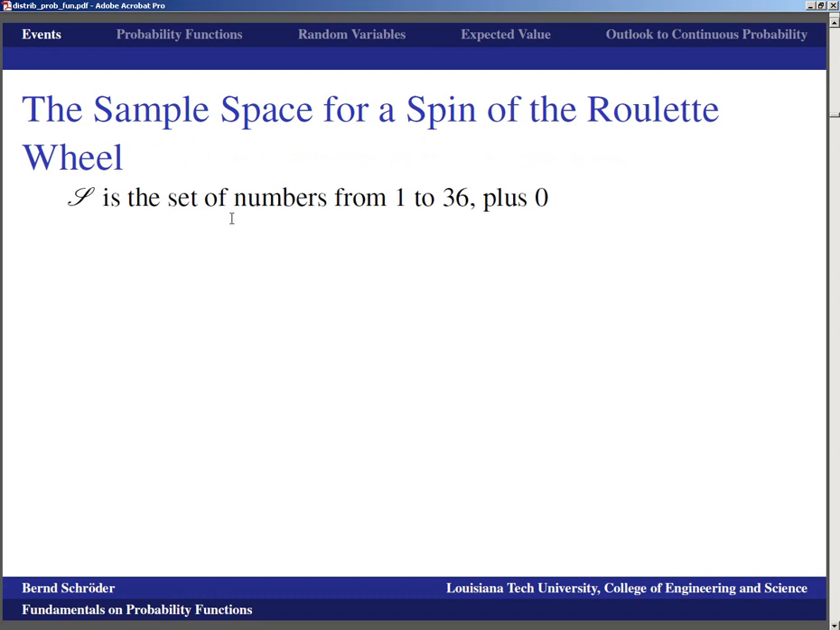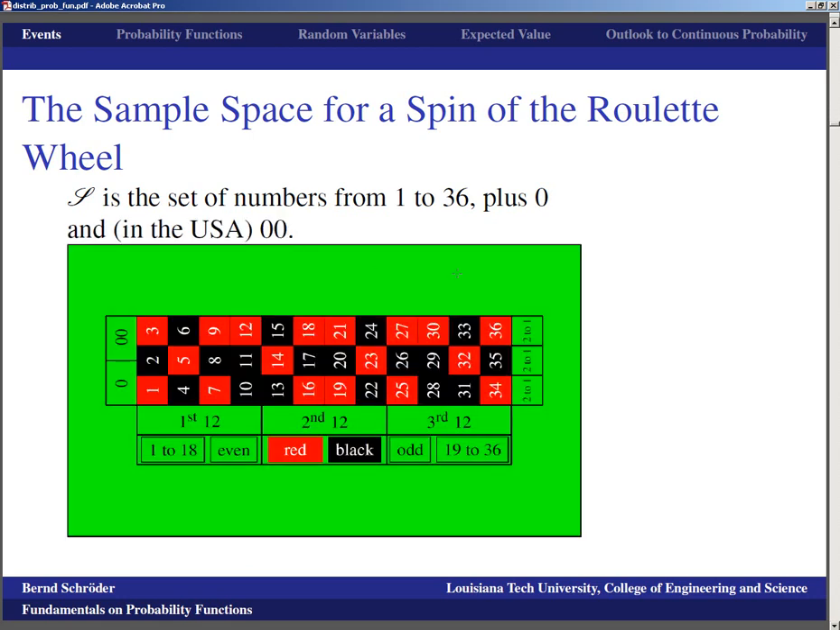Well, the sample space would be the set of numbers from 1 through 36, plus 0, and in the United States also a double 0. And basically, if you have never seen a roulette table, here's a picture that I drew of a roulette setup. It's got the numbers from 1 through 36, as well as 0 and double 0.